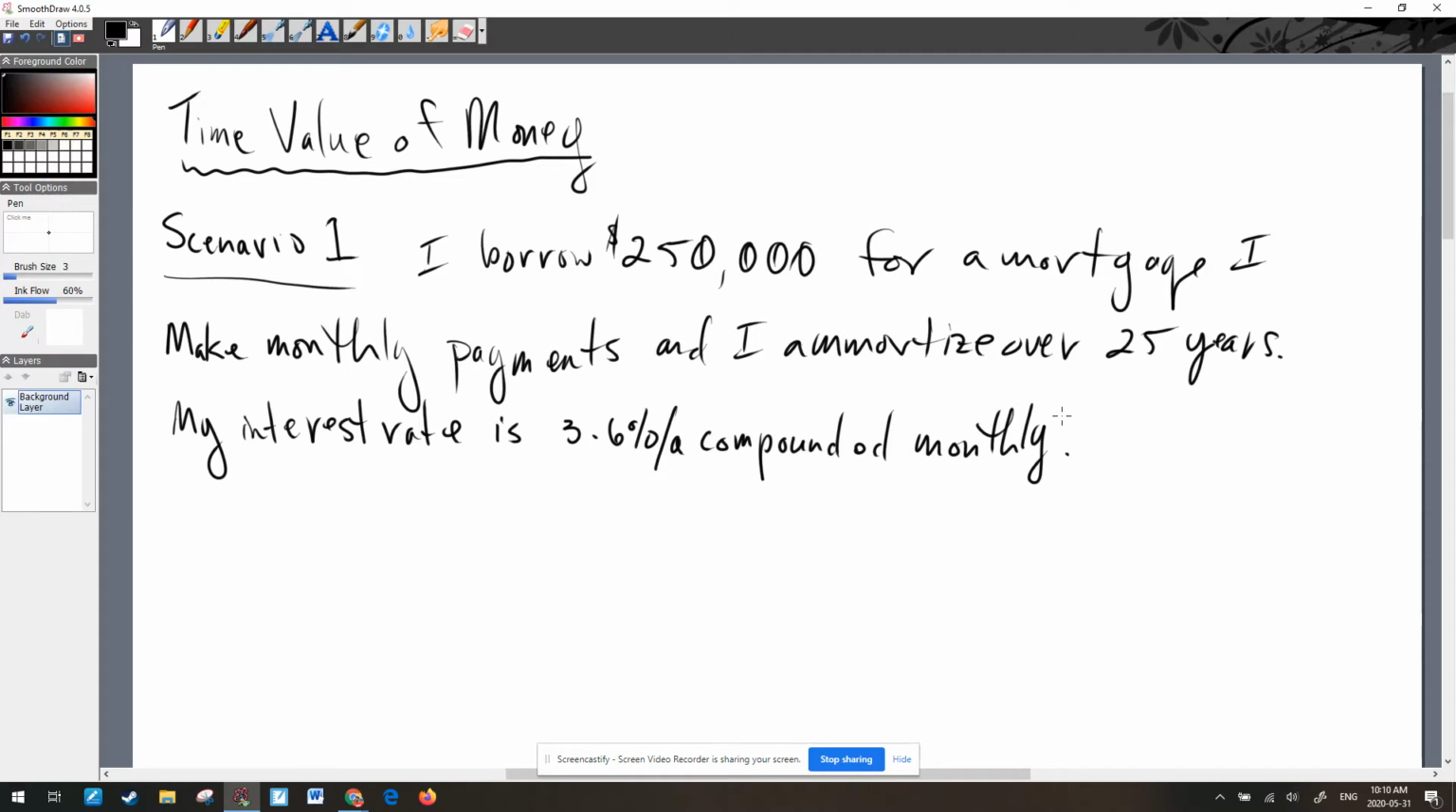So, borrow $250,000 for a mortgage. I make monthly payments and I amortize over 25 years. My interest rate is 3.6% per annum, compounded monthly. Amortize, just as a reminder, means how long to pay back in total.